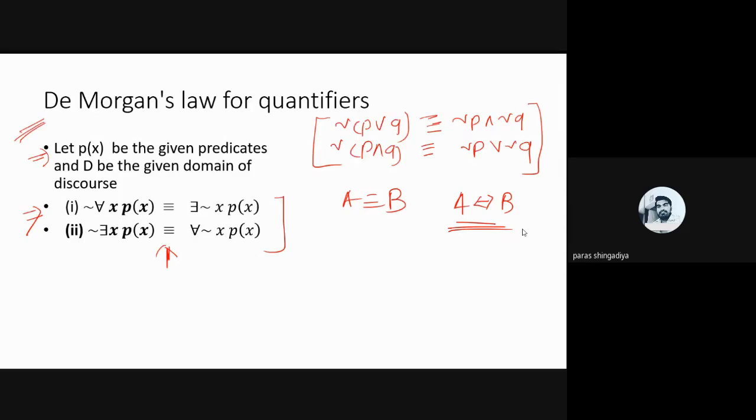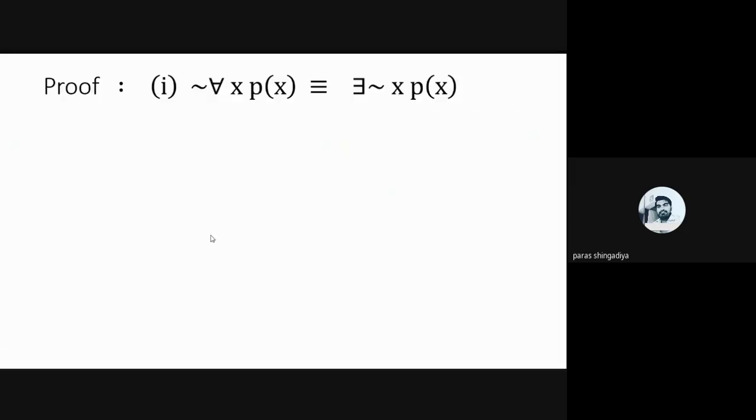So here we will also apply this way to prove that. We will consider the left-hand side and right-hand side, and both will be proved separately. If both become true, then they are logically equivalent to each other, meaning A is logically equivalent to B. Similarly for the second one, we'll apply the same way to prove that negation there exists x Px is logically equivalent to every x negation Px. Okay, so let us prove the first one.